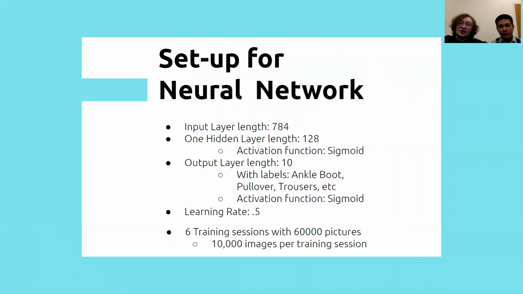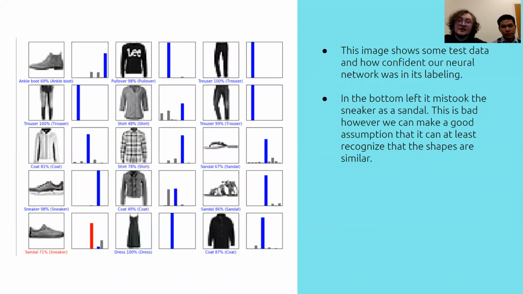So we set up our own neural network, which, as we said before, had an input layer length of 784 neurons, one hidden layer of 120 neurons, and an output layer of 10 with the 10 labels of the data set. Both of these layers had an activation function of sigmoid. We used a learning rate of 0.5. We gave our network 6 training sessions with 10,000 images per training session, out of the 60,000 images. So we took a sample of 15 test images and had our network evaluate them.